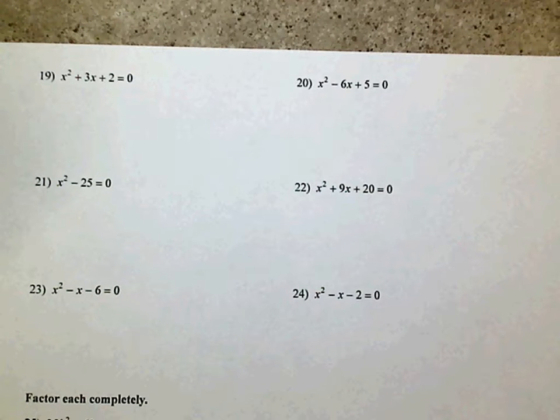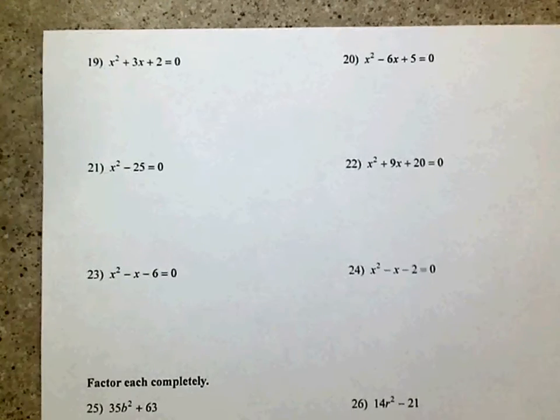All right, welcome to your topic 4 review. This is page 3. We're going to continue to factor. And this is factoring where you have a trinomial and a is equal to 1. Okay? All right. Number 19.